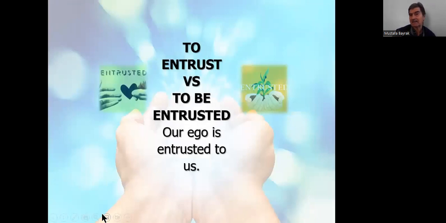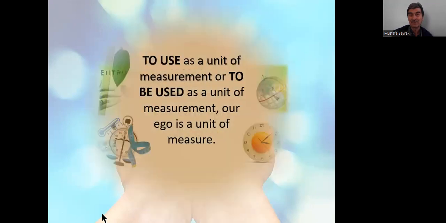To entrust, again, to entrust as opposed to be entrusted. Okay? To entrust versus to be entrusted. Our ego is entrusted to us, passive. Of course, all the verb threes are adjectives. Entrusted ego. Entrusted car, entrusted house, entrusted wallet.